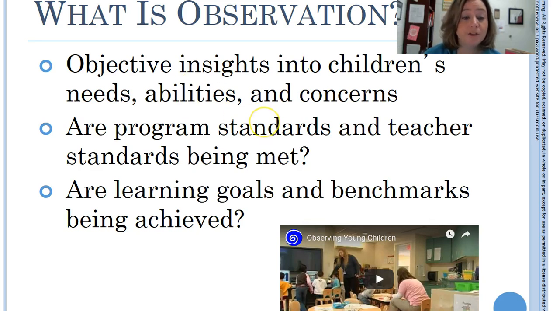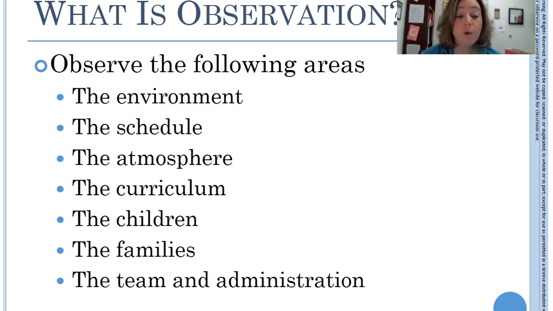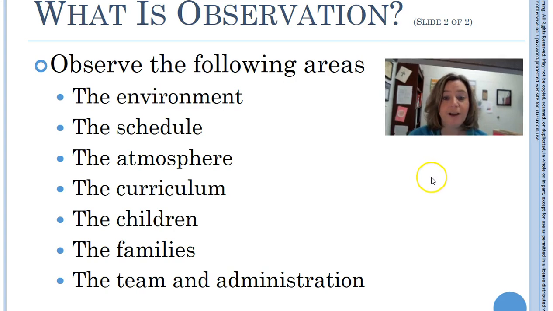But we also use observations to determine whether or not the standards for the program and the teacher are being met, and if the goals and the benchmarks for children are being achieved. So when we're looking at observation, there's nothing that you cannot learn about children, about teachers, about programs through observation. So some things that you can observe for is the environment, which is something that you are going to be looking at when I give you the observation assignment, the schedule, which you're also going to be looking at.